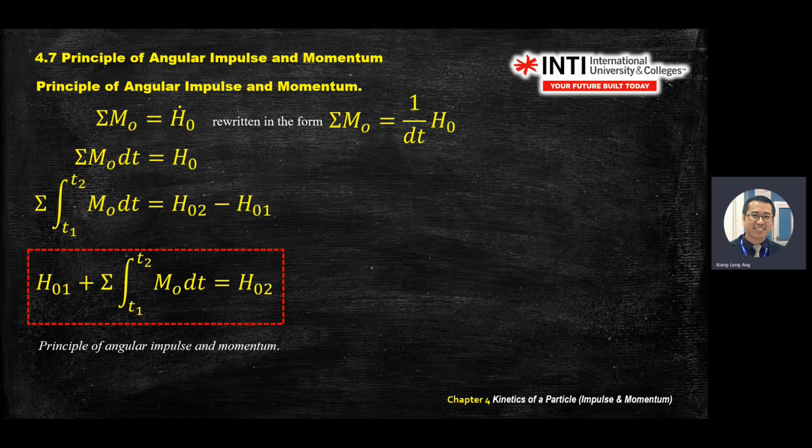Or you take this equation, the change of momentum, left hand side will equal to the right hand side. But this one with the dot, you pull the dt to the left hand side. So you write the equation h1 plus the integral of a moment times time will equal h2. This is the principle of angular impulse and momentum. Sorry, M dt is impulse, angular impulse, not momentum. Angular impulse. Okay.